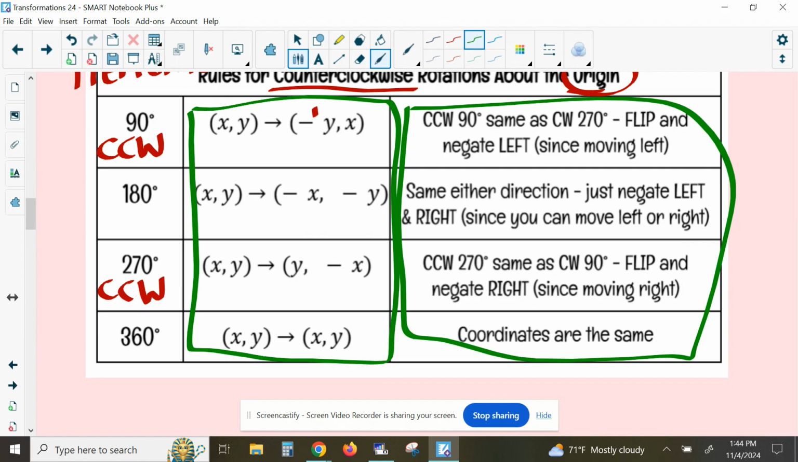I usually stick with the words, and I don't even memorize all of this. I just memorize flip and negate the left and right, flip and negate the right, and I don't even memorize that because you're going to end up at the exact same spot if you go 360. So the stuff that I just highlighted in yellow, I just chose to memorize. You know what I mean? If you want to choose this middle column to memorize, that's fine too.